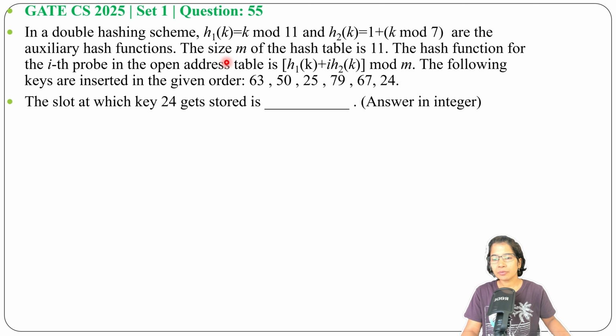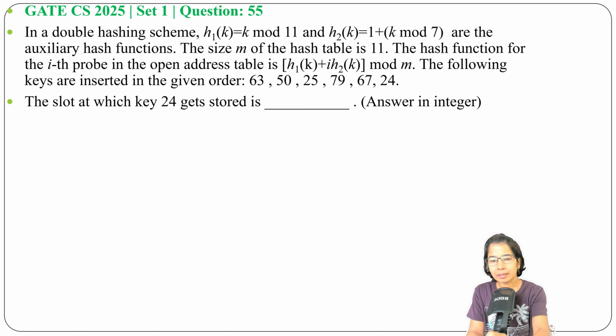The hash function for the ith probe in the open address table is (h1 of k plus i times h2 of k) mod m. The following keys are inserted in the given order. These are the keys. The slot at which key 24 gets stored is dash.